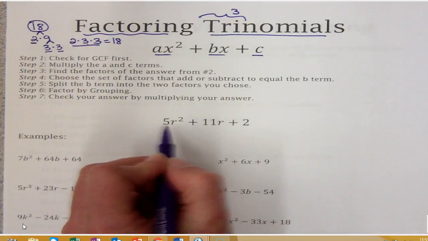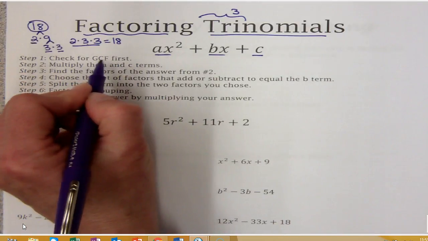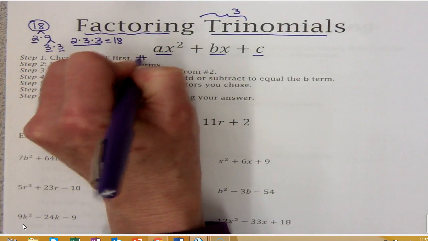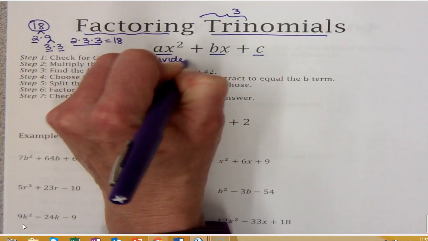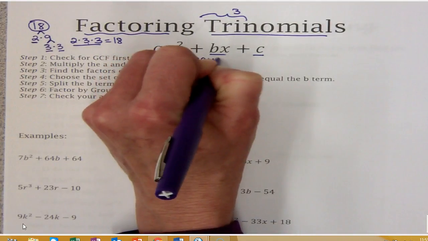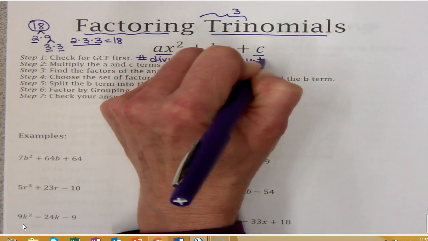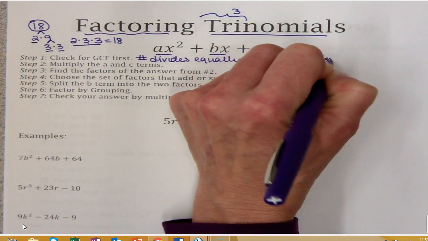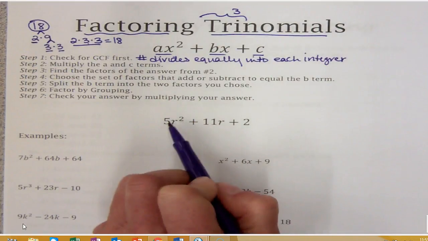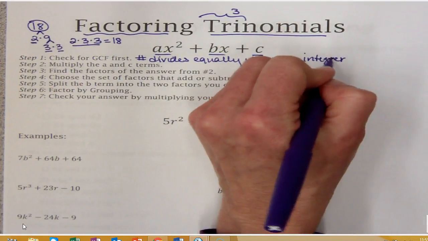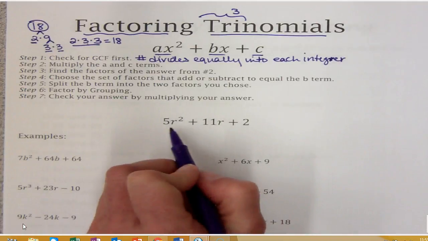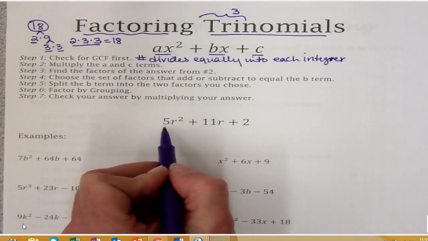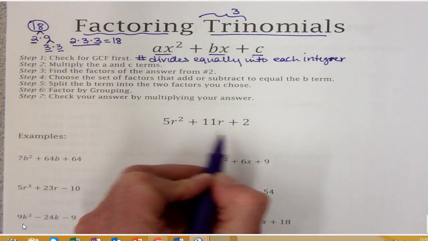So first I check for my greatest common factor, that is the number that divides equally into each integer, meaning each number. So, is there a greatest common factor here? Is there a number that divides equally into 5, 11, and 2?